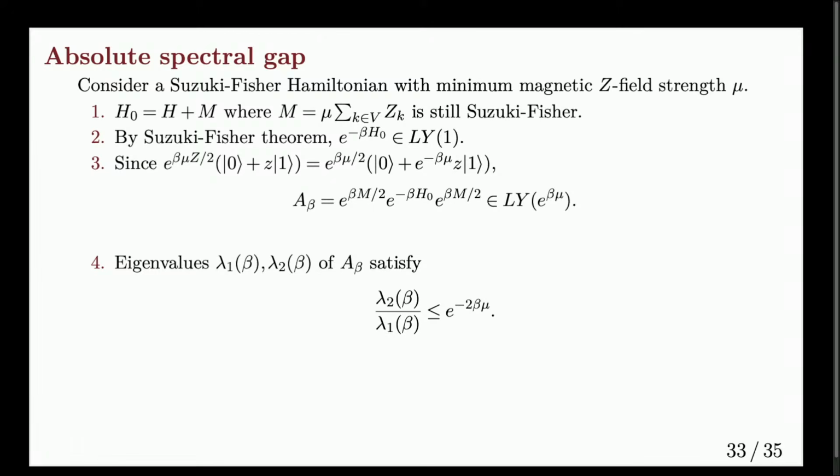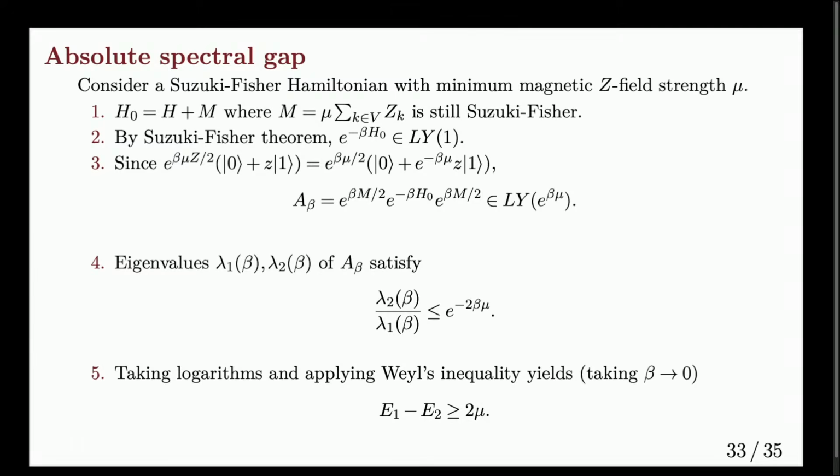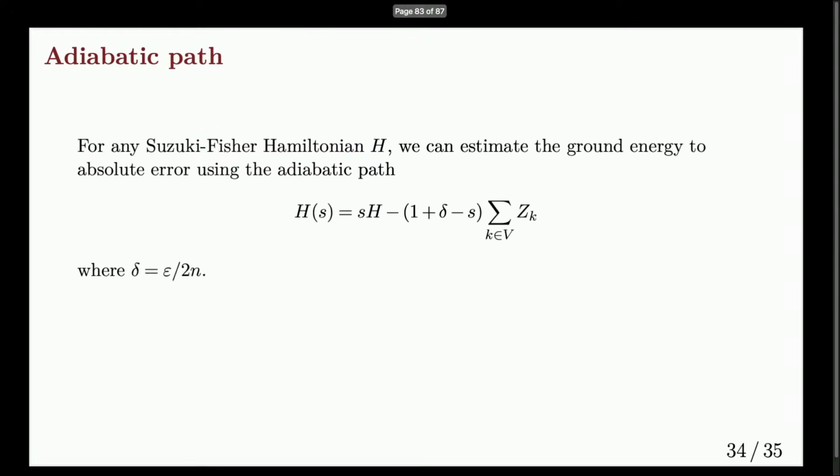And because I have the slightly larger Liang radius, I can now use my relative gap theorem on this modified Gibbs state. All I need to do now is take the log, apply Weil's inequality, and I get this gap of 2 mu, where mu just comes from the Z field of the original Hamiltonian. So that's how the absolute gap comes in.